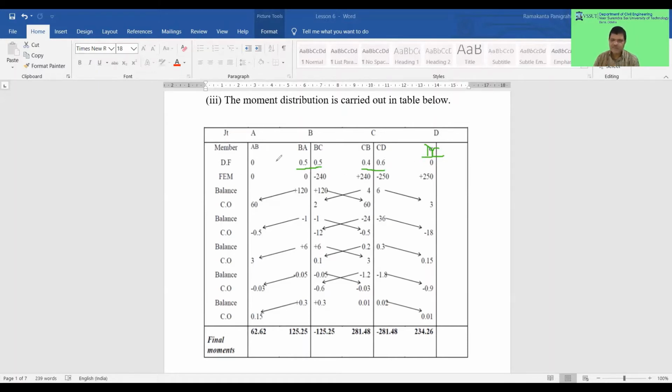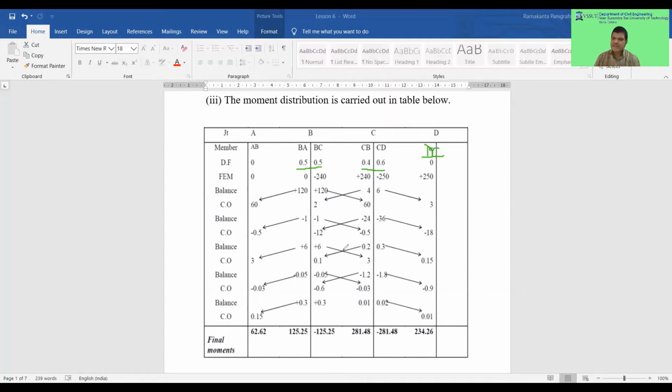Once you put these distribution factors, first write down the joint, then the members, then the distribution factors, and then we come to the fixed end moments. The fixed end moments will be calculated here: 0, 0, minus 240, plus 240, minus 250, and plus 2. Just write down the values. At joint B you have two members, so you divide into two parts.